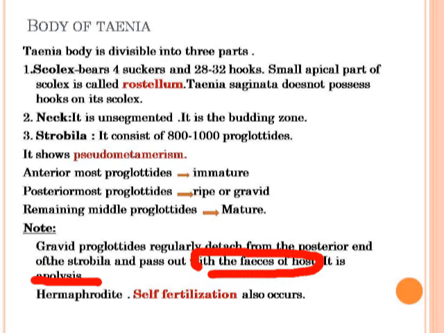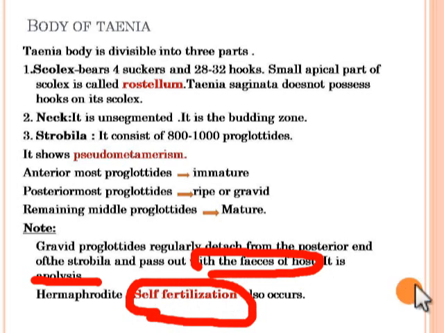Here the very important feature is self-fertilization. As I already told, both male and female organs are present in the same individual. So the egg of the female organ and the sperm of the male organ both fertilize in the same organism. This is a very unique feature. So self-fertilization is possible here.